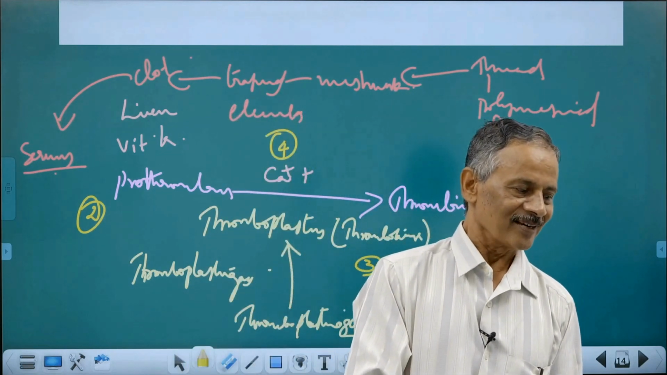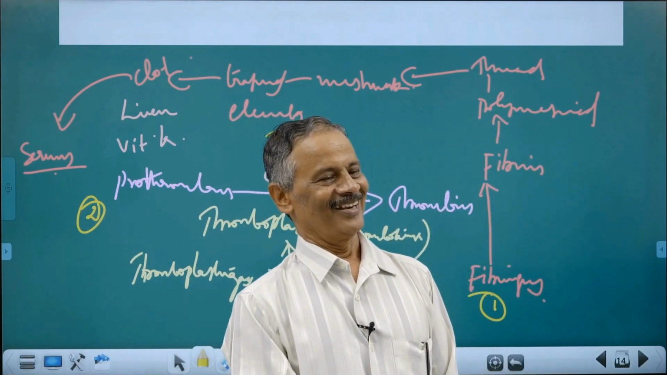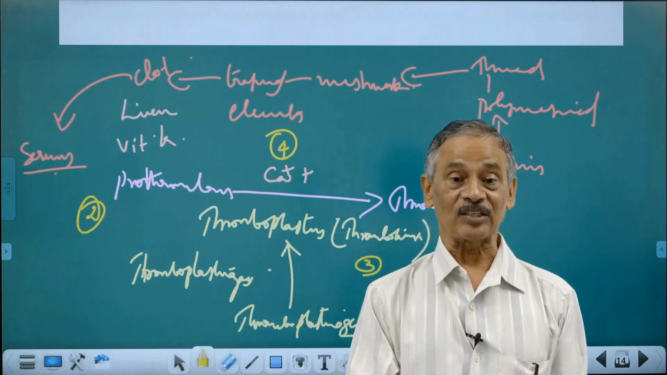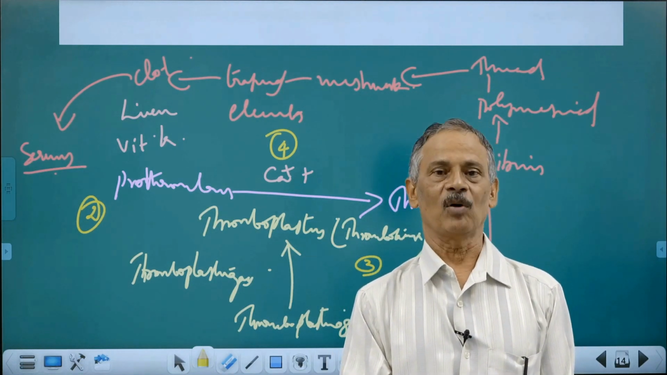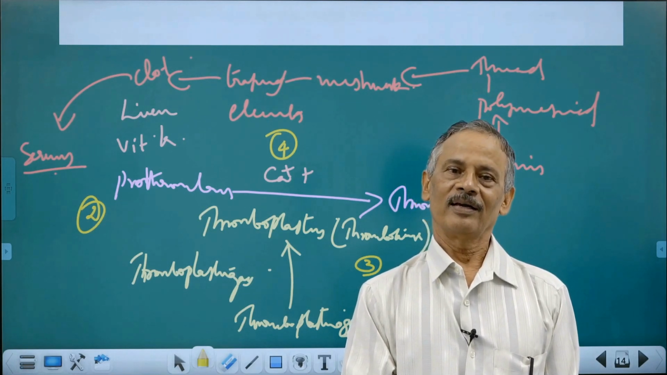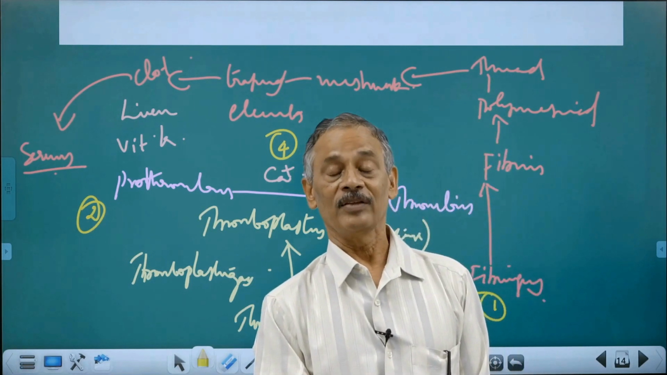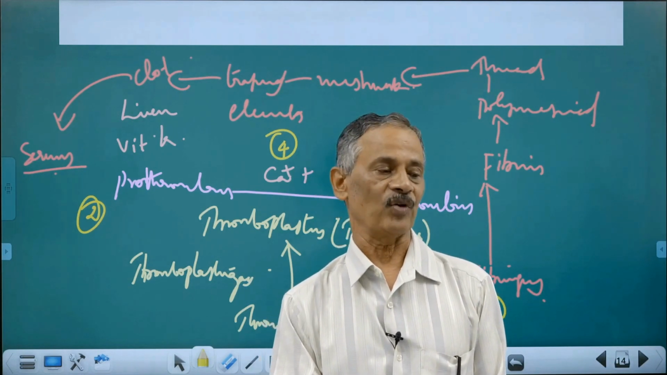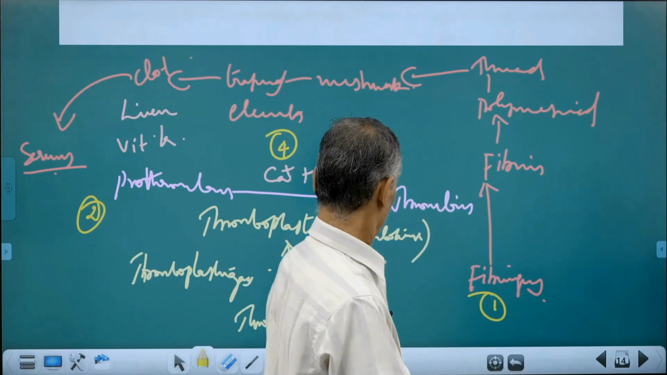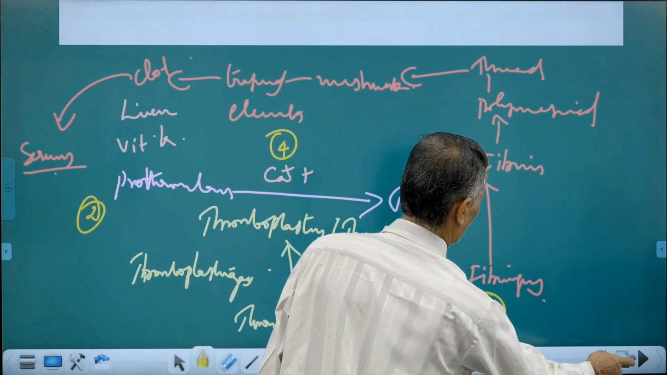Factor 8, 9, 11. Because of the deficiency of these factors, you are having hemophilia. Classical hemophilia, that is hemophilia A, then hemophilia B, hemophilia C. 8, 9 and 11 factors. Okay, so we are having a lot of such events.